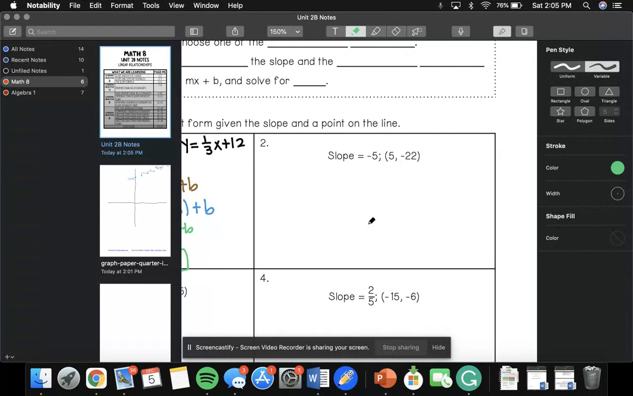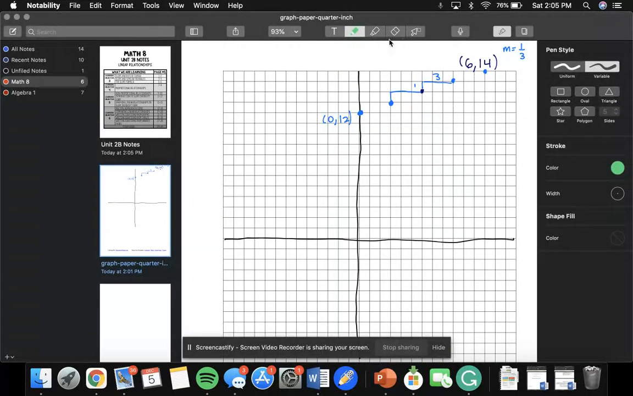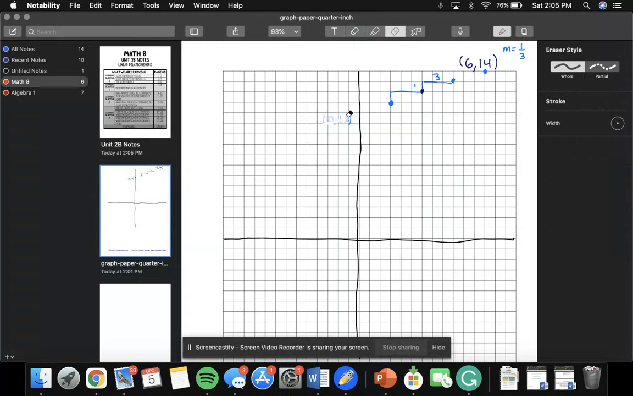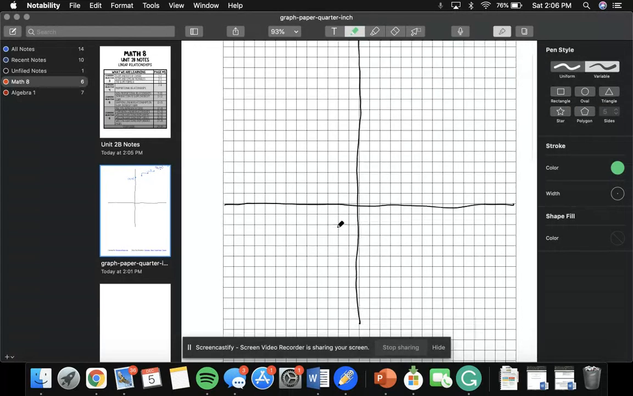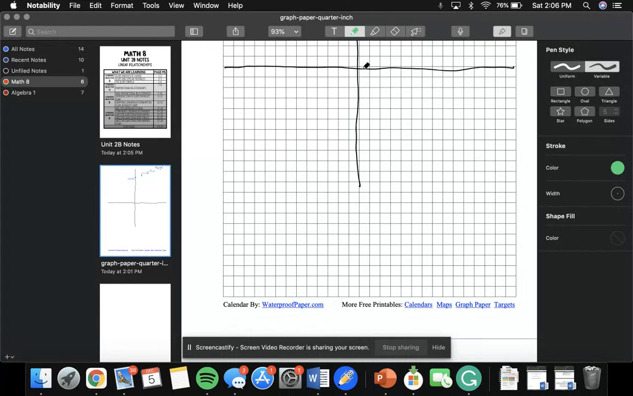Okay, so let's say we have a slope of -5 and it crosses through the ordered pair 5, -22. So if I were to graph this, it goes through 5, -22. So first I have to find that. So 1, 2, 3, 4, 5, 2, 4, 6, 8, 10, 2, 4, 6, 8, 10, -22 right here.